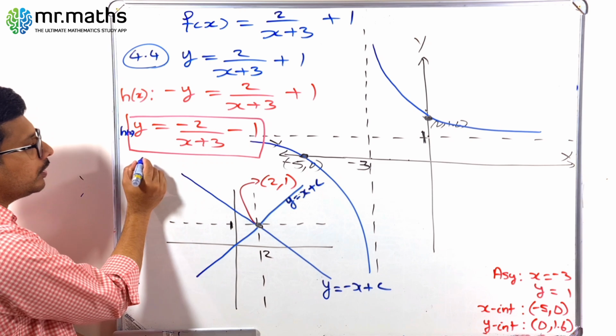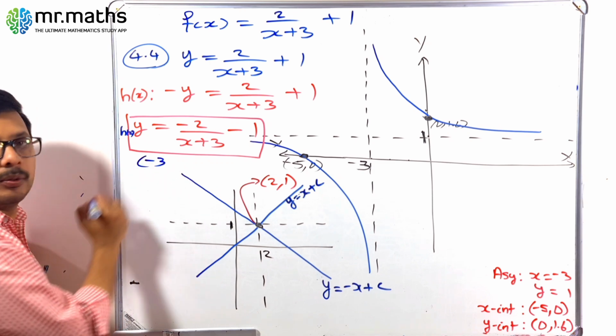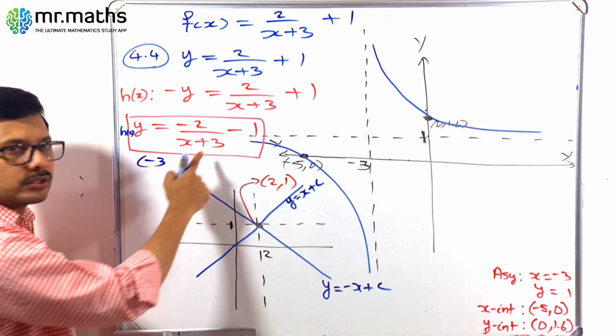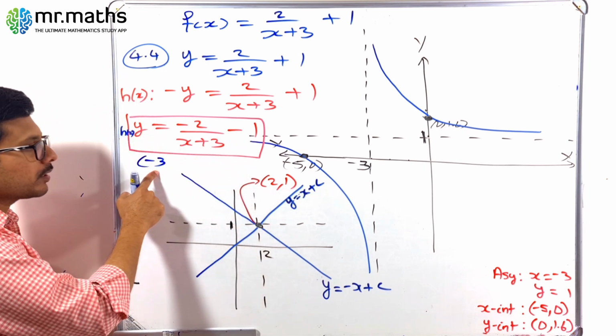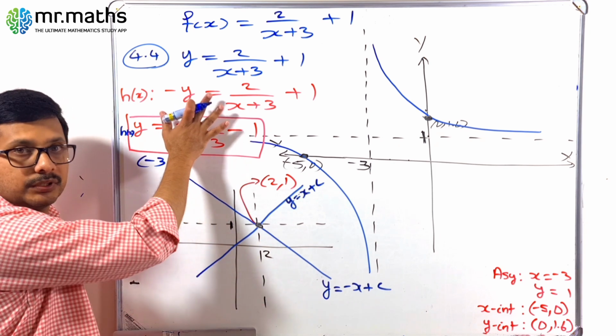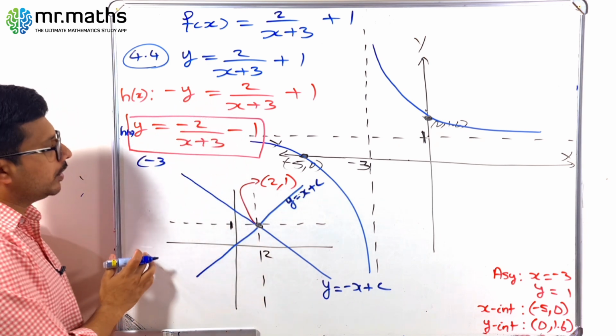Since here it is plus 3, the vertical asymptote is going to be minus 3. Remember that one. Okay, here it is plus 3, so the vertical asymptote is minus 3. Don't compare with this one, I just gave another example. Okay, not connected with this one. Okay, so don't be confused.